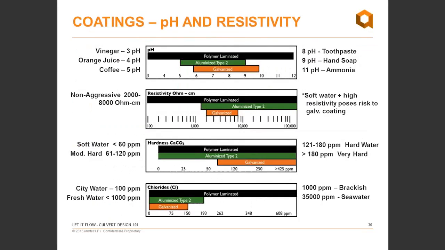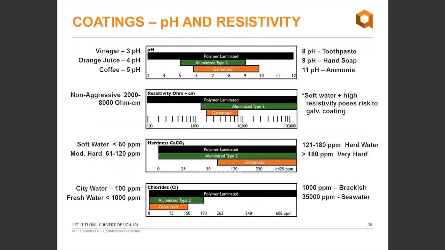All right, so I'm showing a few charts here, a lot of fancy bars. What we're actually looking at are recommended ranges of pH, resistivity, hardness, and chloride concentrations for the three coatings that we just looked at. If we look at the top one, at pH, we can see the galvanized pipe doesn't do well in water with a pH less than 6. That's about the pH of saliva or milk. It's almost neutral.